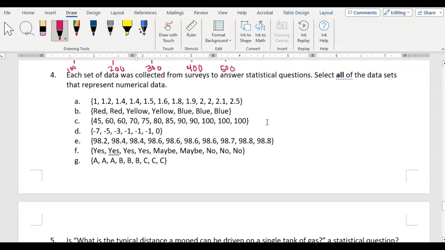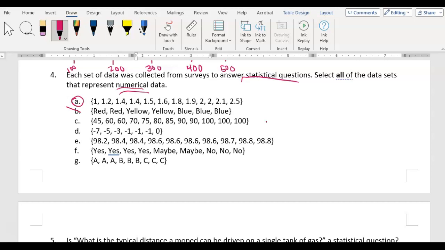Number 4, each data set was collected from surveys to answer statistical questions. Select all of the data sets that represent numerical data. All right, so these are all statistical questions, meaning they had multiple answers or options, and we're looking for ones that represent numerical data. Okay, so A is numerical, there's numbers there.